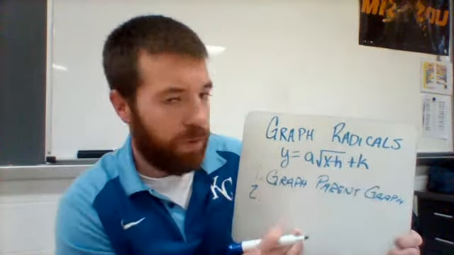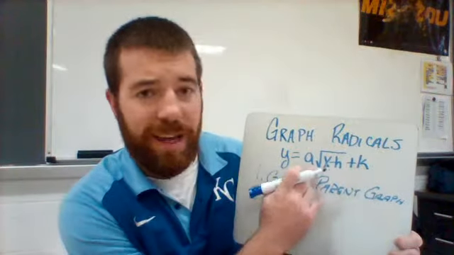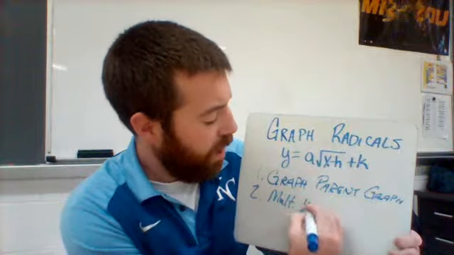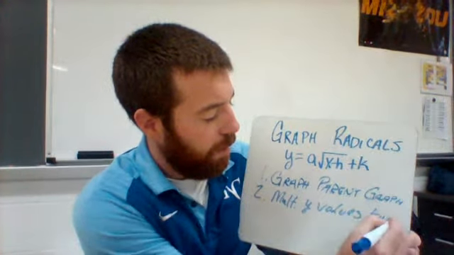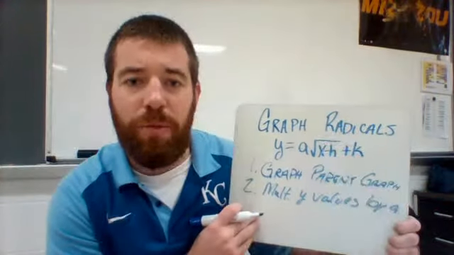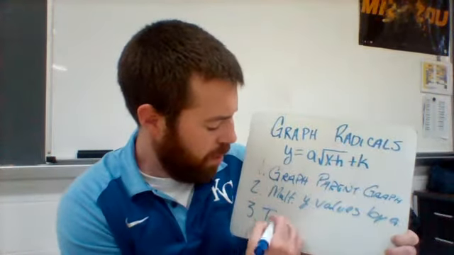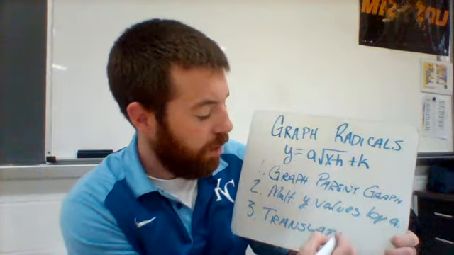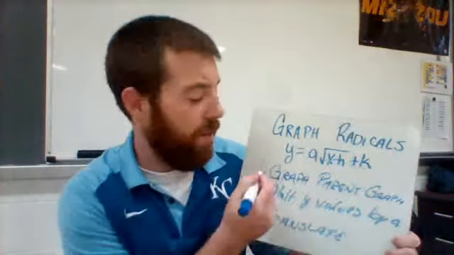Next, we're going to do the amplitude. Okay, that is your A. So you're going to multiply your y values by A. Multiply your y values by A. Then we are going to translate. Okay, so let's talk about the first step.